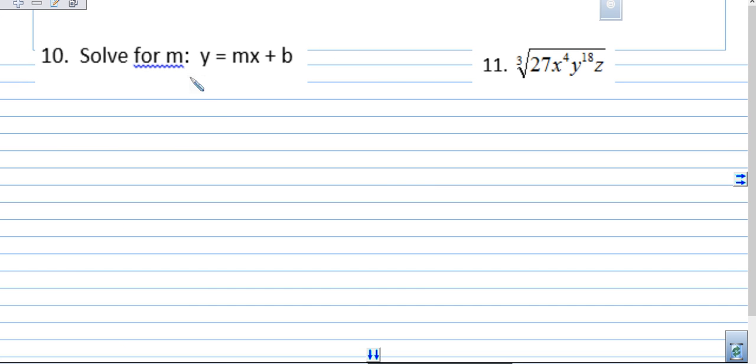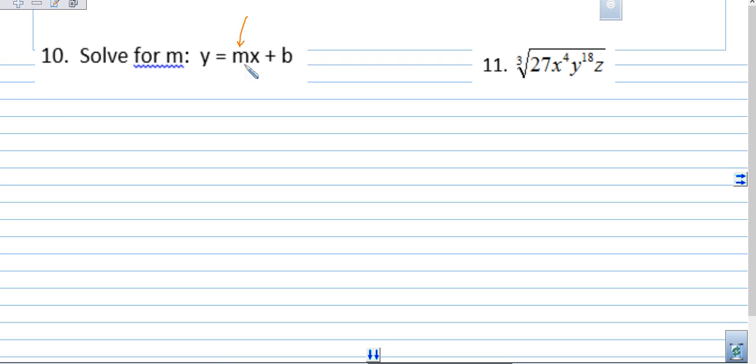Question numbers 10 and 11. We'll do these on the same slide. Okay, so it says solve for m. So it's an equation. It's a literal equation because we have only variables in it. And there's our m. That's our variable. That's the one we want to get by itself. We want to isolate it, get it by itself.